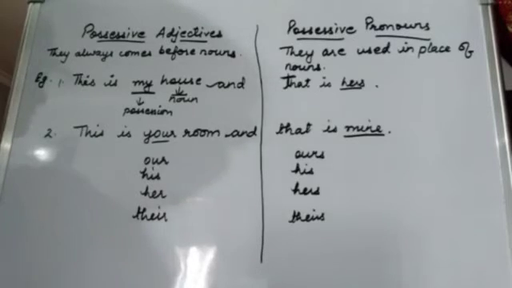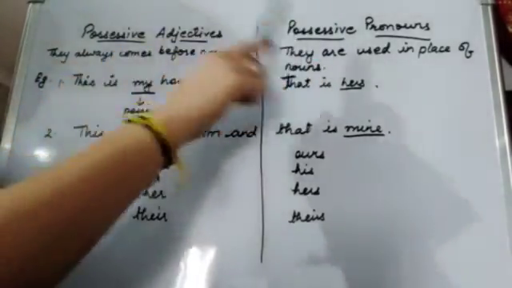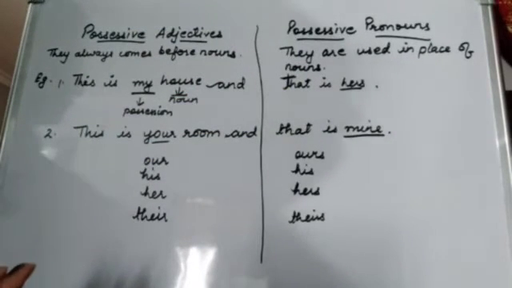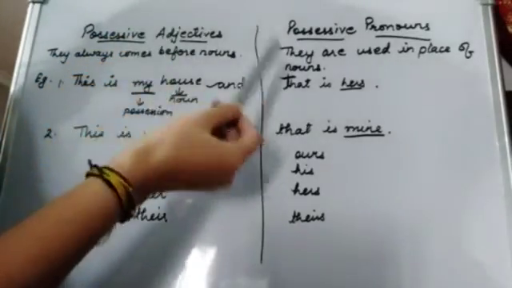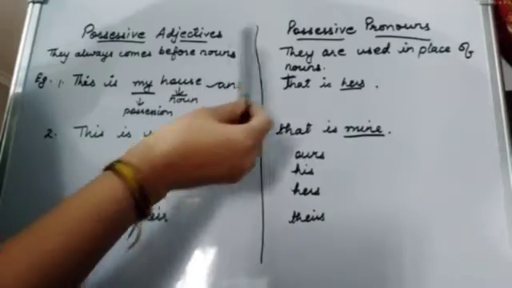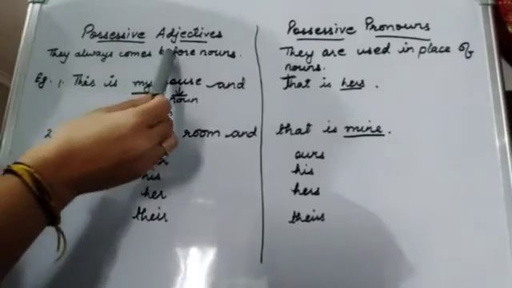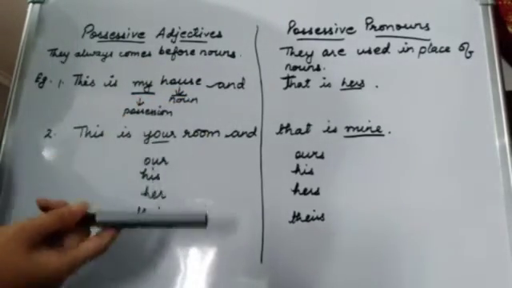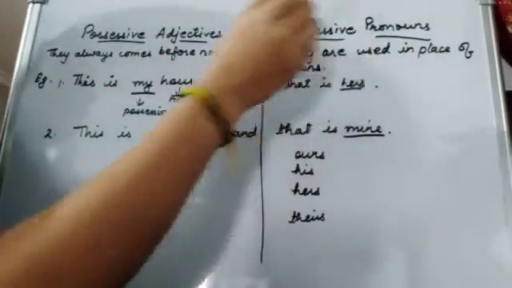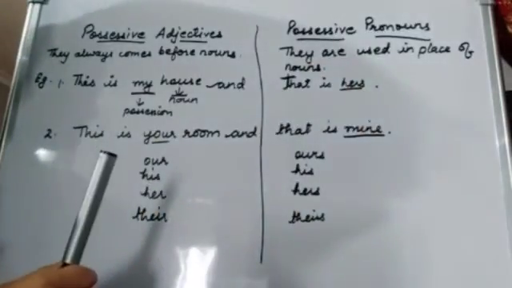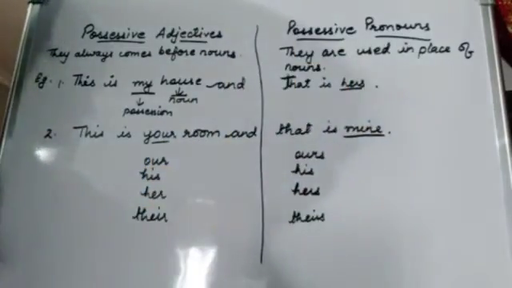Okay. Now class, let's study the difference between possessive adjectives and possessive pronouns. Possessive means ownership. It tells us that something belongs to someone. So possessive adjectives always come before a noun, which means we always write possessive adjectives before a noun. And possessive pronouns are used in place of nouns. They do not come before a noun. They are used in place of a noun.